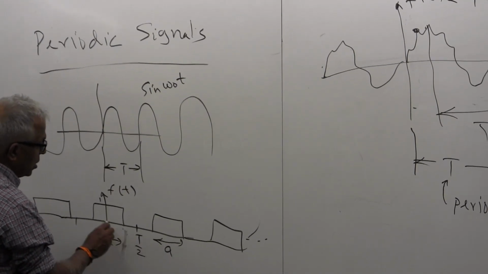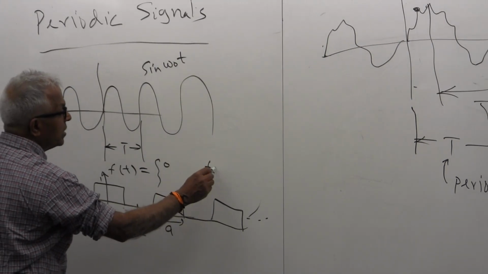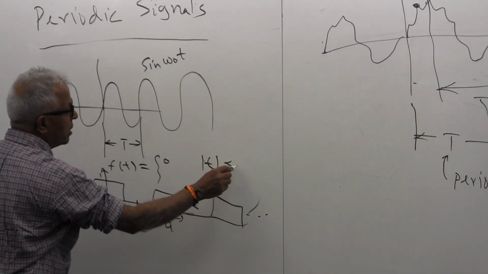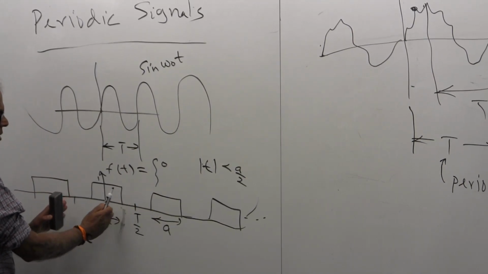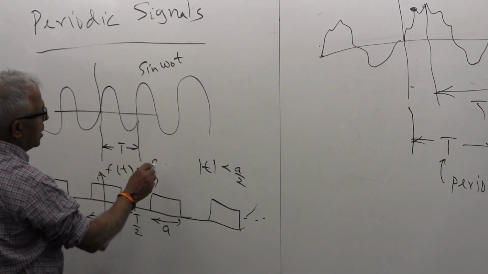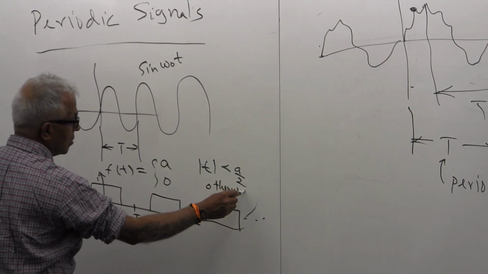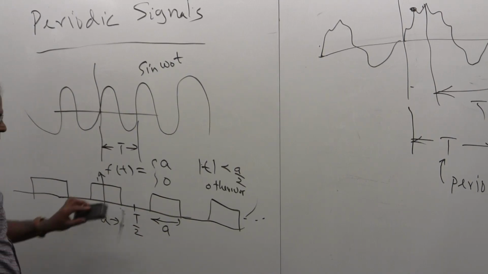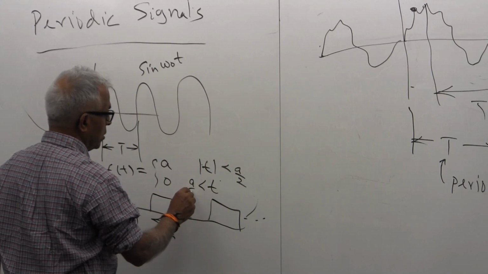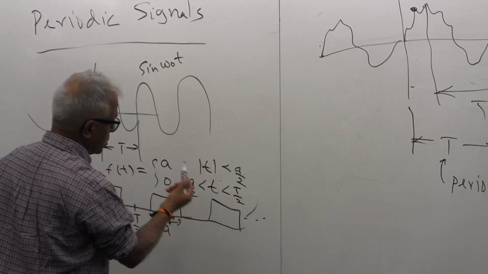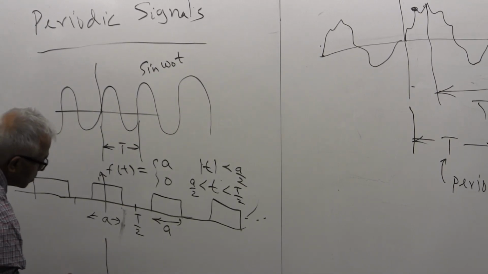This signal is such that it is 0 when t is less than minus A by 2, in this duration, and otherwise it is A during that time and 0 otherwise, within T. On the other side also it repeats. This is another periodic signal.